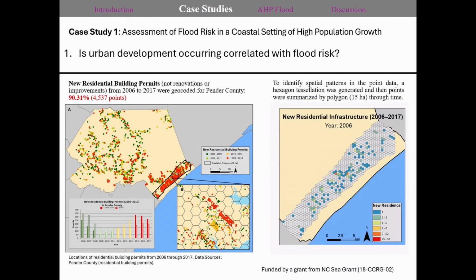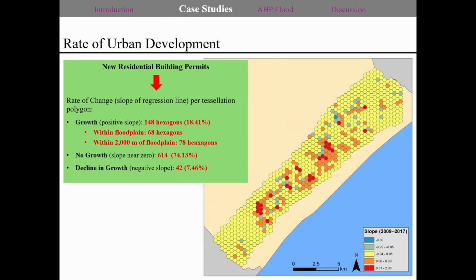So let's talk about a few case studies. The first one is looking at land use development along our coast and how does that relate to flood risk. On the left are the building permits that were issued during a certain time frame. These were aggregated to these hexagons. These hexagons were then compared with the rate of building development in each hexagon. So the brighter the red, the more rate of increase in development in those areas.